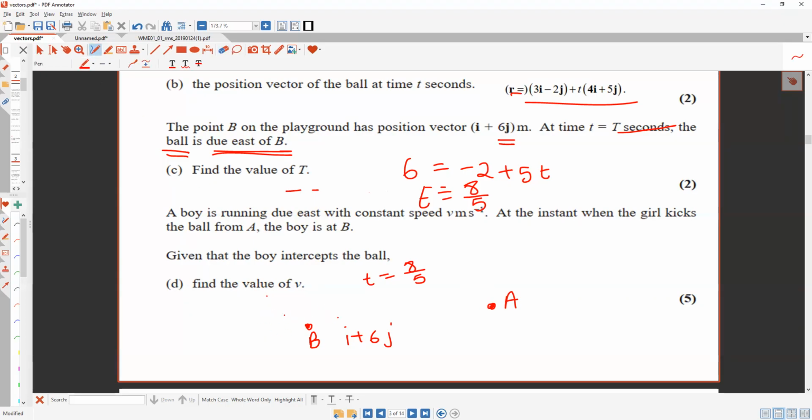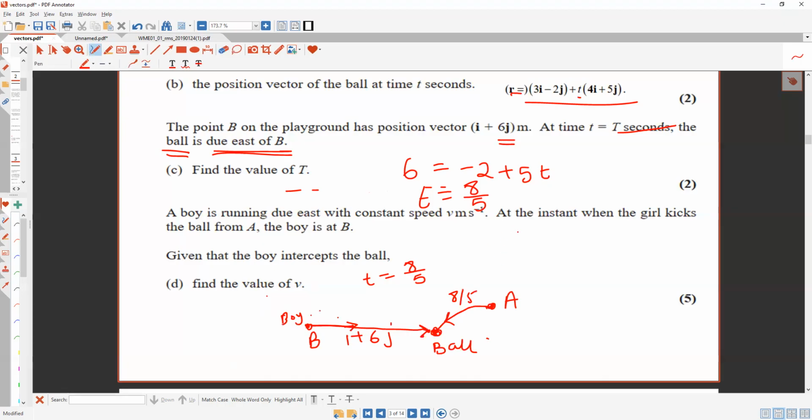The boy is here right now, and somebody kicked the ball and it reached east of B. For example, here. This is where the ball is. The ball is east of B now. So the boy started running at the same time the ball was kicked. If it takes 8/5 seconds for the ball to reach here, it should also take the boy the same time. So what is the time we got? 8/5. Let's substitute 8/5 in place of t over here.